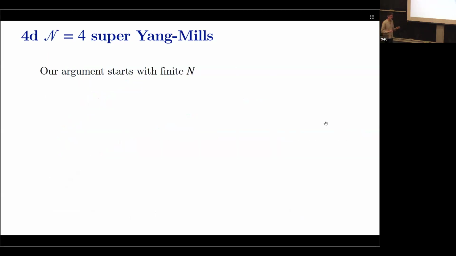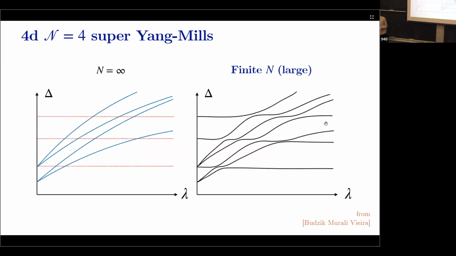But this was infinite N, and it's going to be much easier for us to start with finite N, for reasons I'll explain later. Infinite N will be a somewhat singular limit of my work. So let's see how the picture changes at finite N. This infinite N picture, as schematically drawn by these people, has level crossings associated with integrability in the planar theory, which get resolved in a way a bit like this.